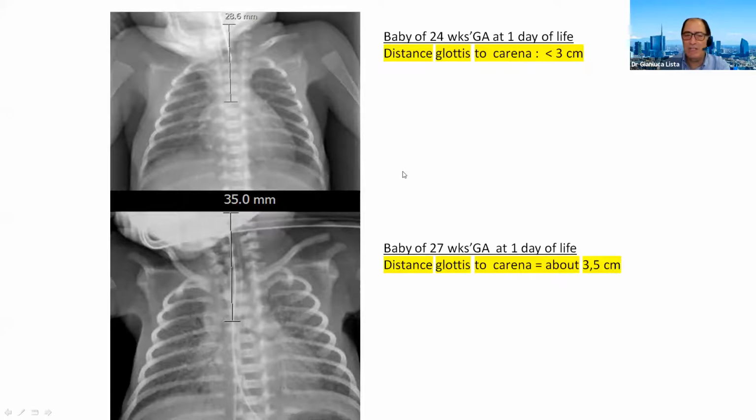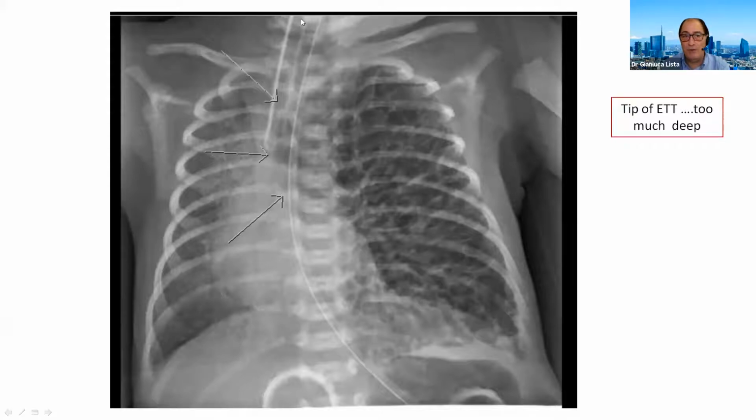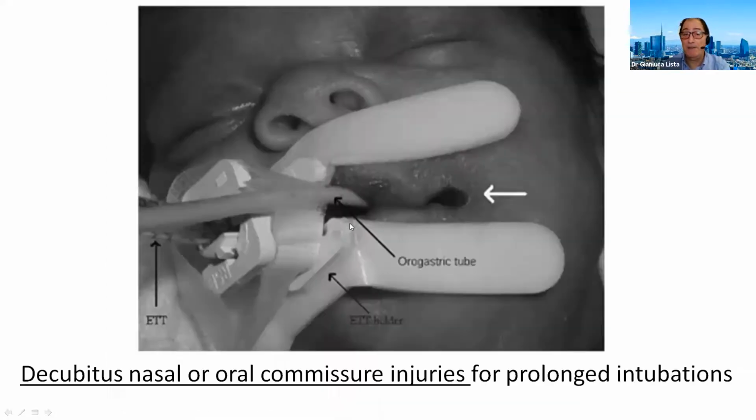And sometimes it's not easy to understand what the real position of the tube is. So we have to use the reference of the numbers on the tube in order to understand which could be the right position of the tracheal tube. For example, this is a situation in which the tip of the tracheal tube is too deep and was responsible for this very asymmetrical lung aeration with the left lung overinflation. That is the antechamber of the pneumothorax.